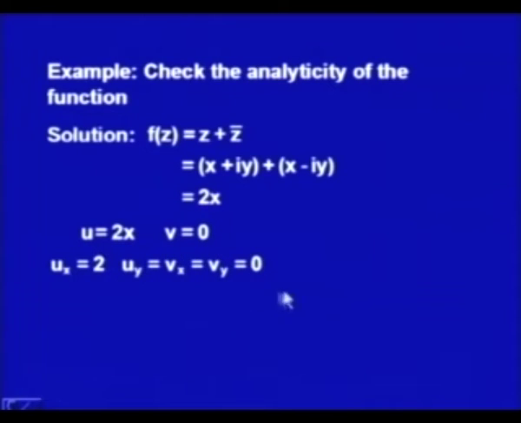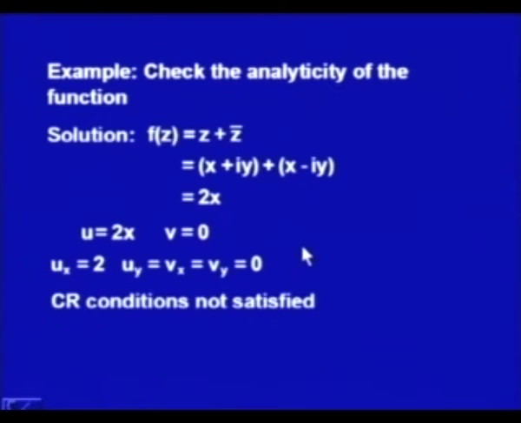So, when we calculate various partial derivatives, u_x comes out to be 2, u_y is equal to v_x is equal to v_y is equal to 0, all other derivatives are 0. So, u_x is equal to 2 and v_y is 0. So, this condition will never be satisfied. So, CR conditions are not satisfied and this function is not analytic.